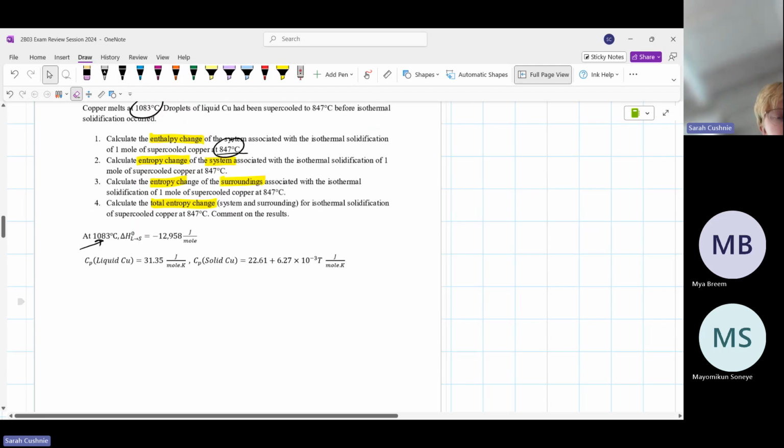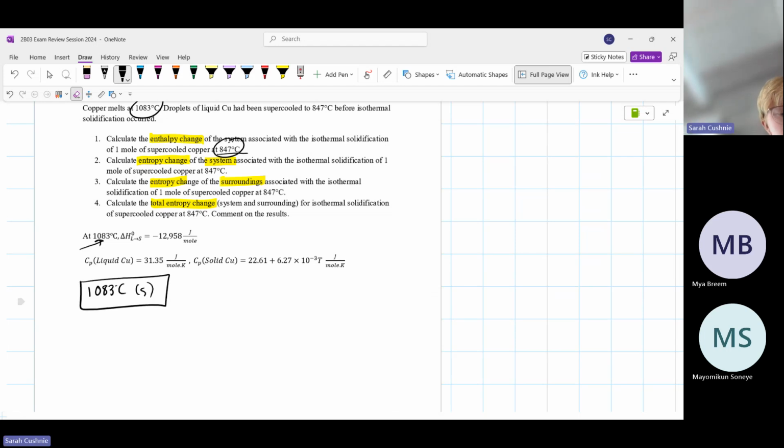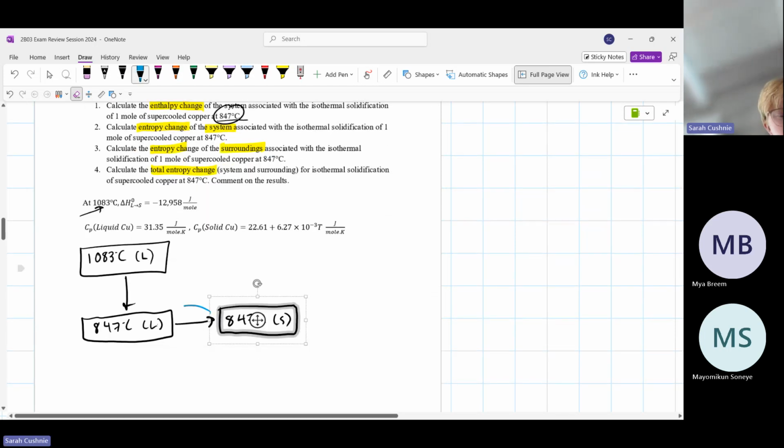So we have copper at 1083 degrees C, and we're liquid. Then we go to 847 degrees C, and we're still liquid. This is the supercooling process. And then we solidify at 847 degrees C as a solid. And we want to figure out what this change is, but we don't actually know.